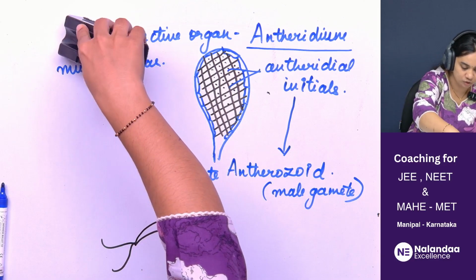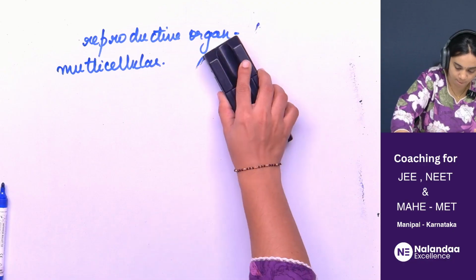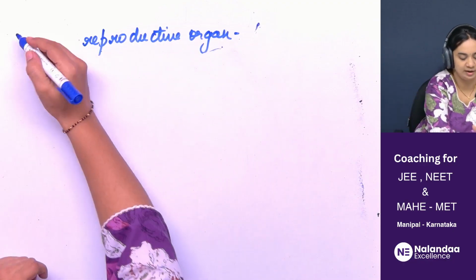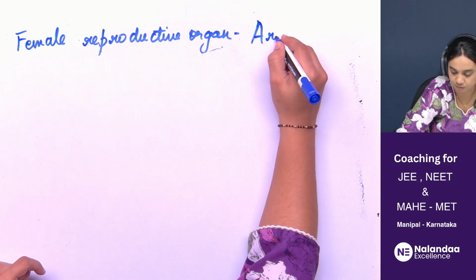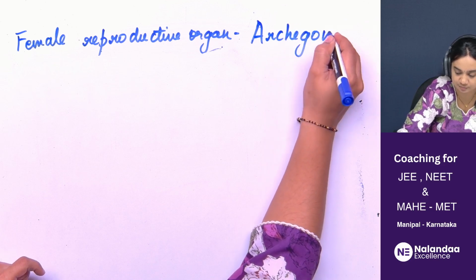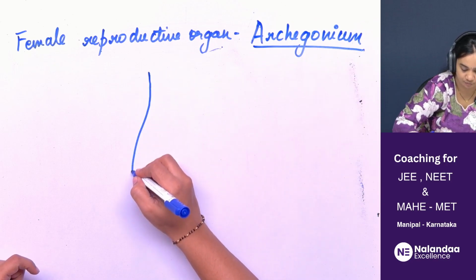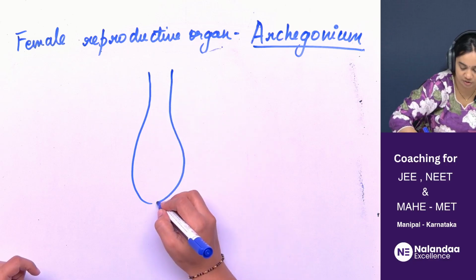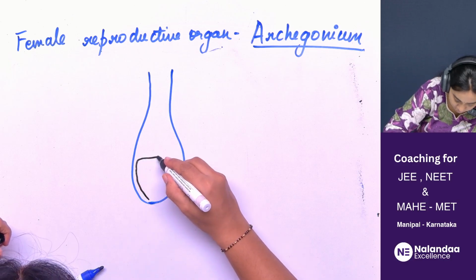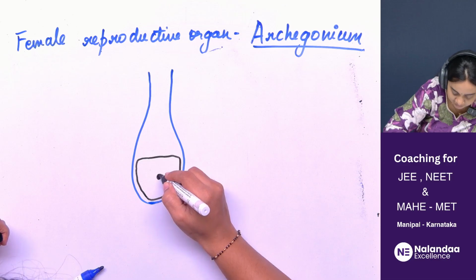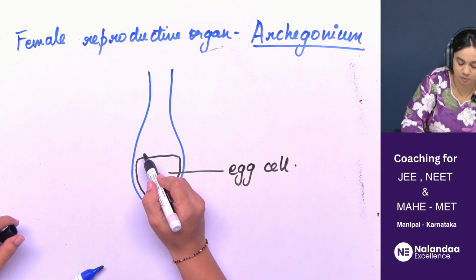Now, let's talk about the female reproductive organ called archegonium. Now, this archegonium is a flask shaped structure like this. This is the archegonium, where at the base of this pot like structure you will find the egg cell. So the egg cell is over here.